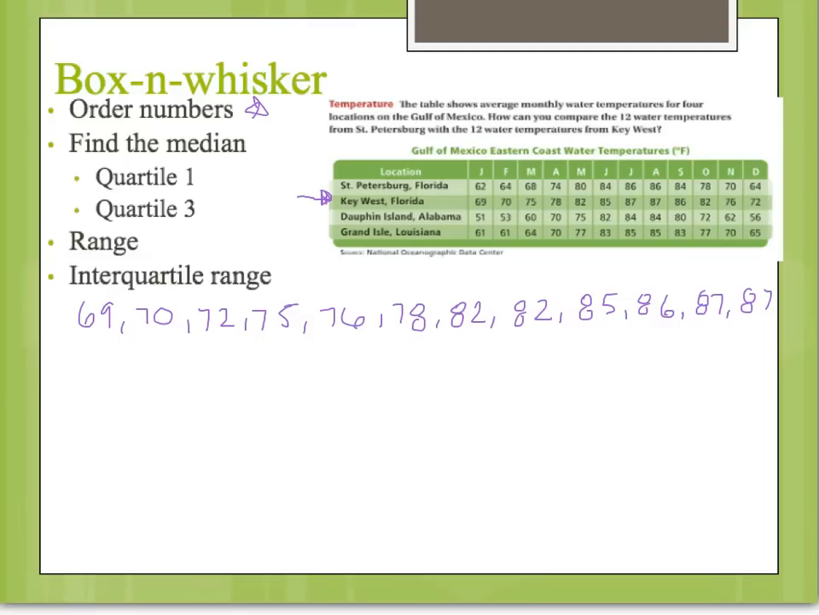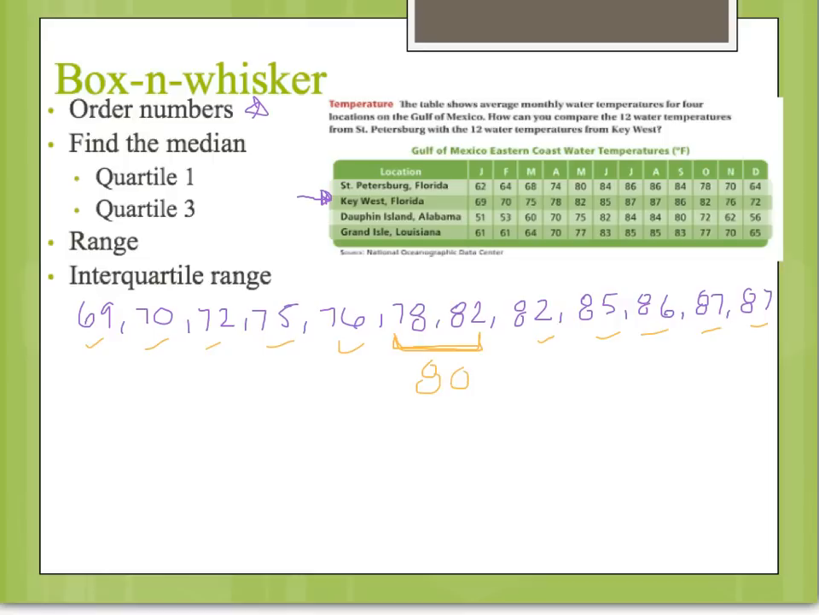Then I want you to find the median. So again, median is going to be the middle number. If I check off 1 from each side, it's going to be in between these 2 numbers. So I have to take the average. The average, if I add up 78 plus 82 and then divide by 2, that would be 80.